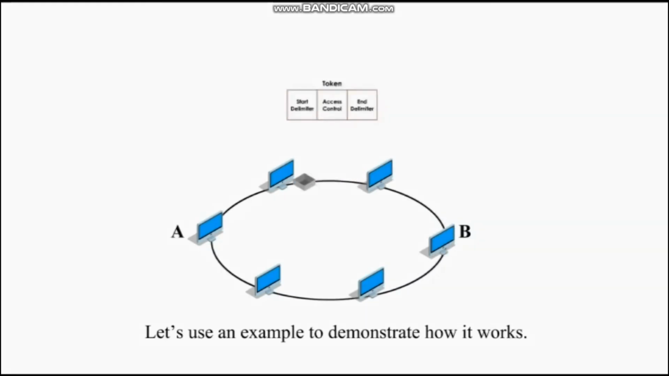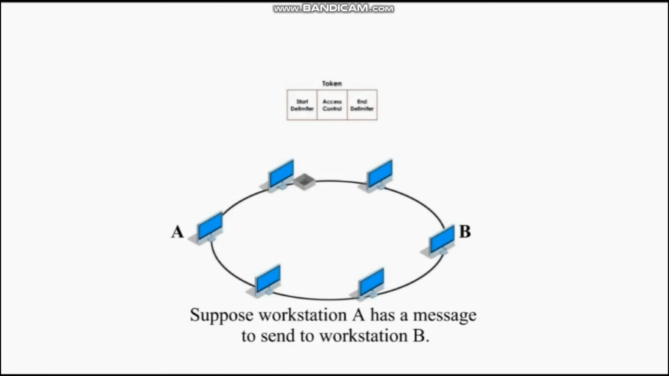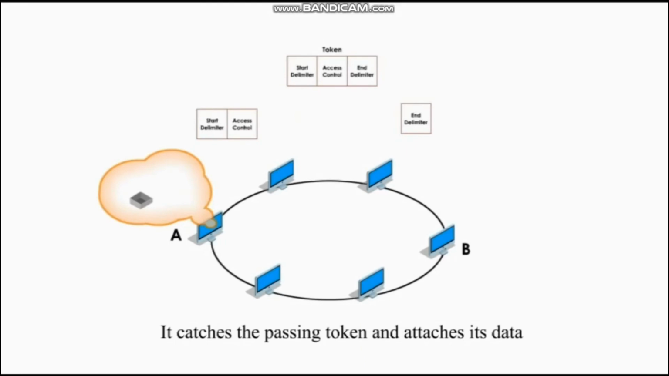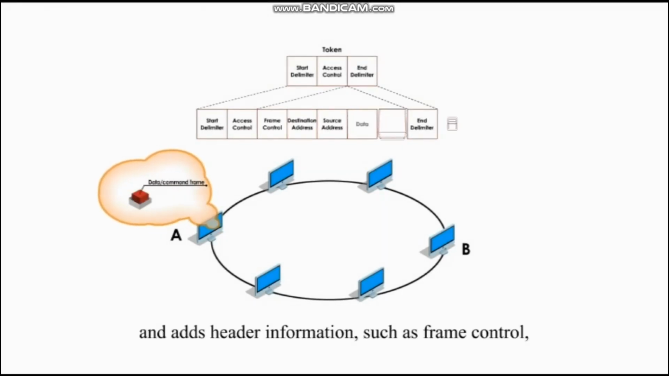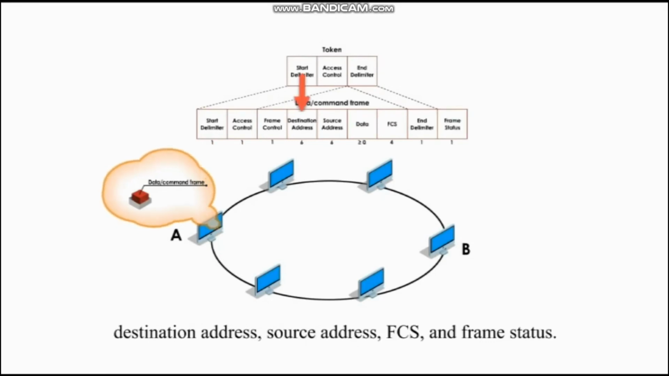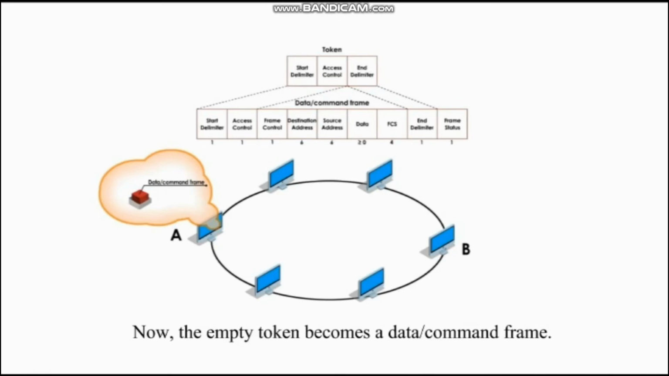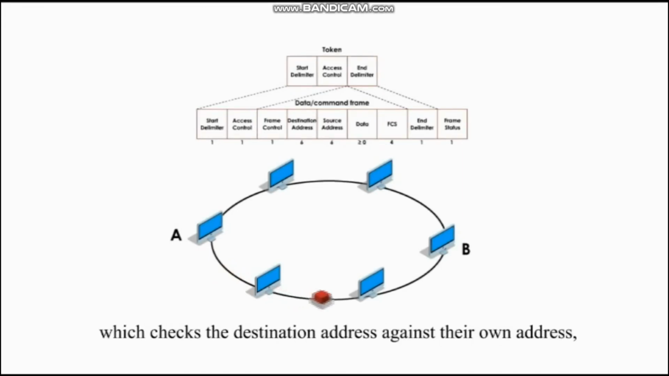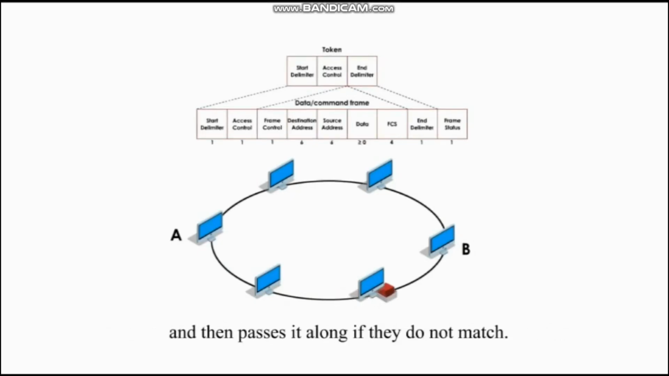Let's use an example to demonstrate how it works. Suppose workstation A has a message to send to workstation B. It catches the passing token, attaches its data, and adds header information such as frame control, destination address, source address, FCS, and frame status. Now the empty token becomes a data or command frame. The token is released back to the ring and then examined by each successive workstation, which checks the destination address against their own address, and passes it along if they do not match.